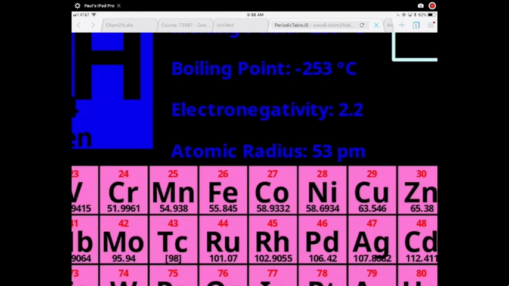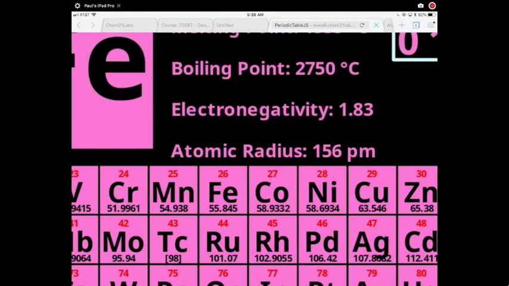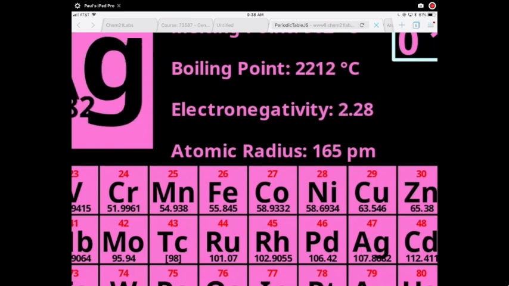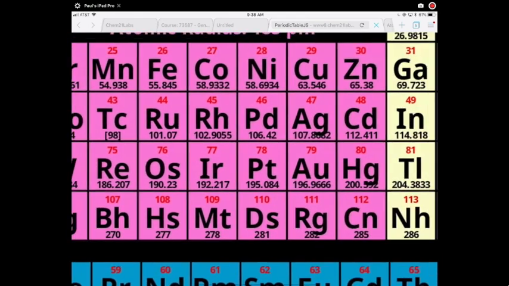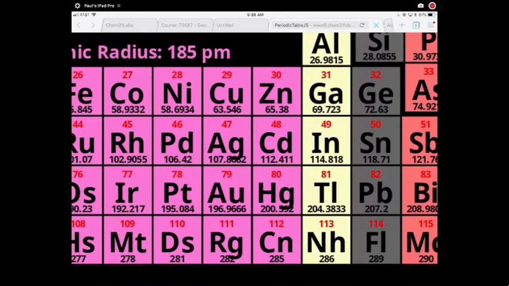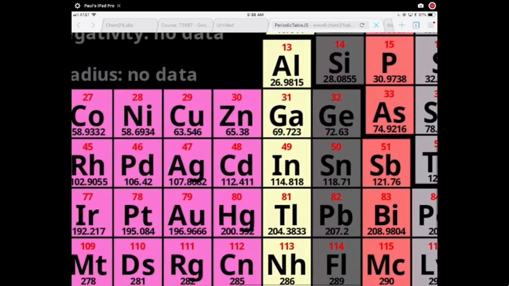If I change to iron, that would be 1.56 angstroms. Silver, 1.65 angstroms. Osmium, 1.85. Trying to find a big one. Oh, that one might not. No data. They haven't done that one yet. Bismuth, 1.43.